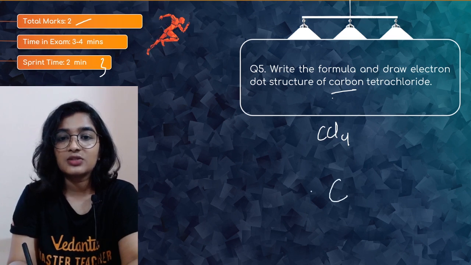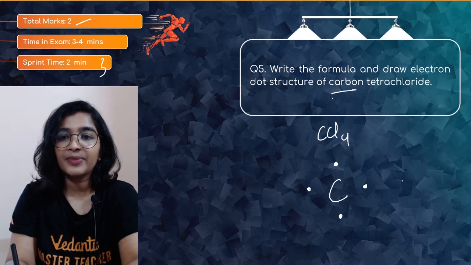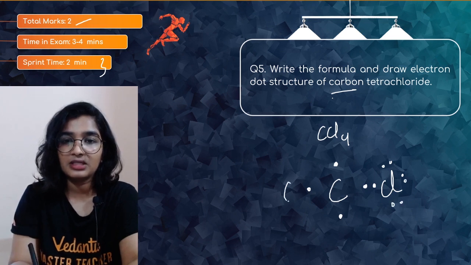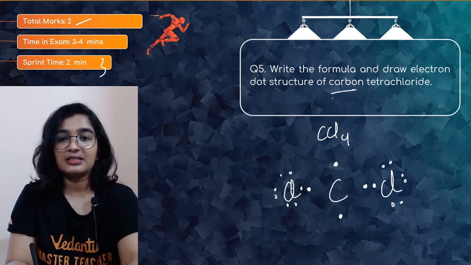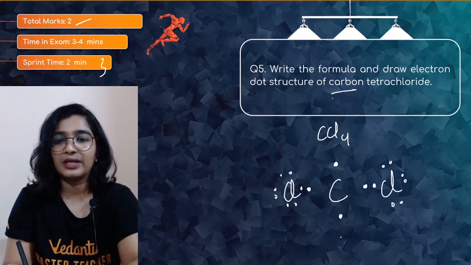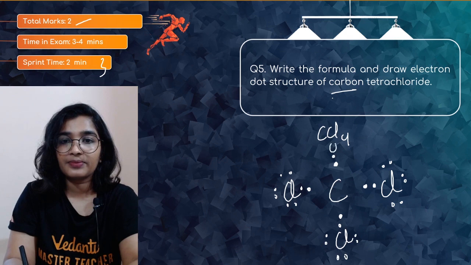So how will you write? So first I'll write the 4 valence electrons of carbon, and then I'll write chlorine with 1, 2, 3, 4, 5, 6, 7. Chlorine has 7 valence electrons, so you need to write 4 such chlorine atoms. 1, 2, 3, 4, 5, 6, 7. Okay, one more here. 1, 2, 3, 4, 5, 6, 7.